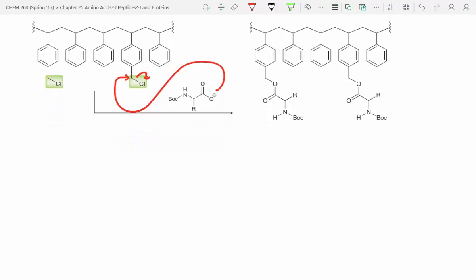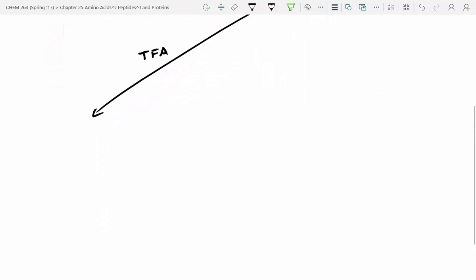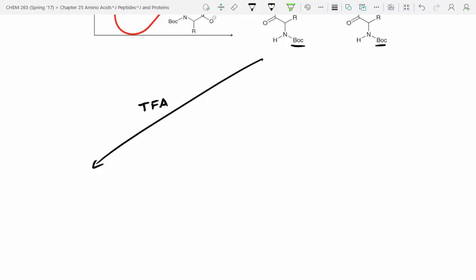All right, and then the next step, he wanted to get rid of the Boc group. How could he get rid of this Boc group? TFA. So with TFA, you could remove this Boc group right here off of all of the amino acid residues. Oh no, it erased. So I'm just going to call this R and then NH2.